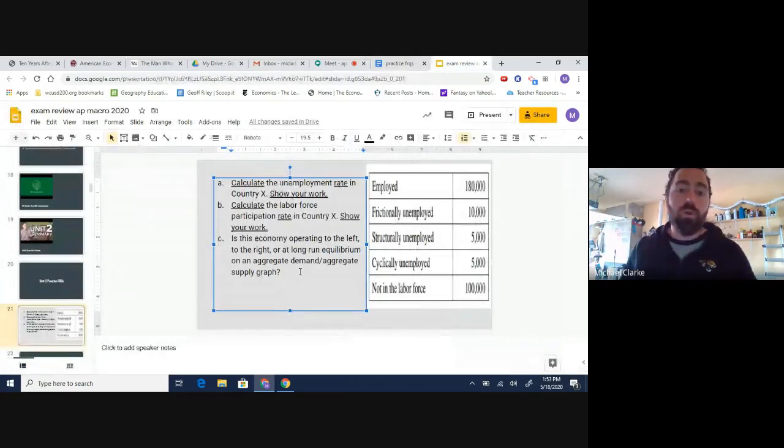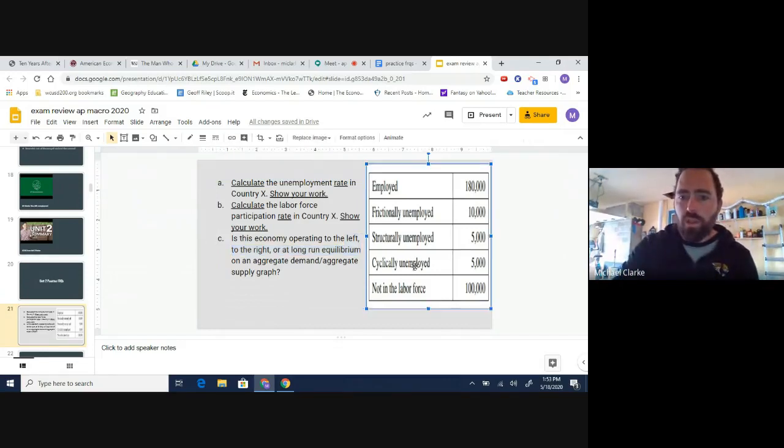And then for part C. Now this is where you would have to notice you don't have to draw a graph here because that's not required in the test this year, but you might have to think up a graph. And here's an example of a multiple choice question. It says, is this economy operating to the left, right, or at long run equilibrium on an aggregate demand, aggregate supply graph? And you might be wondering, how do I tackle a question like this?